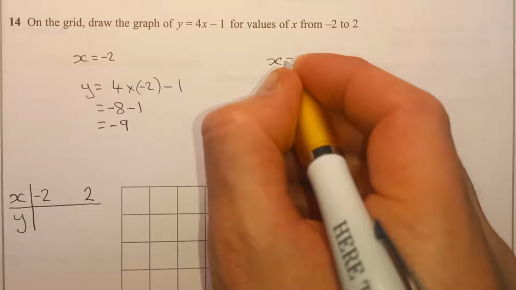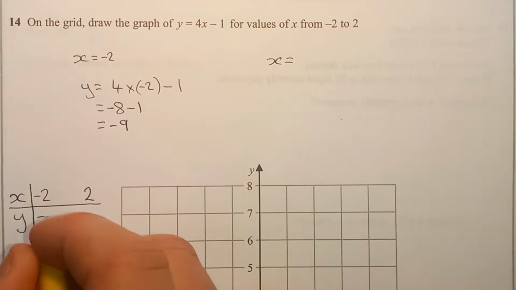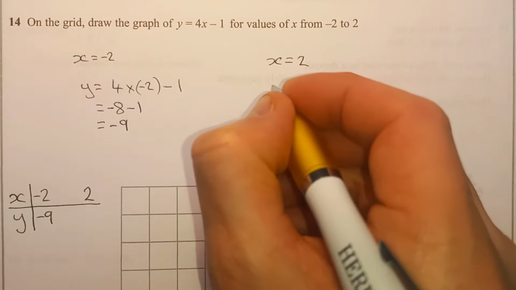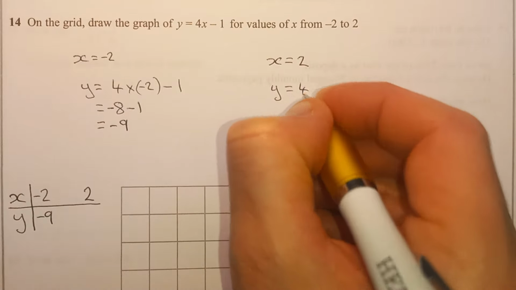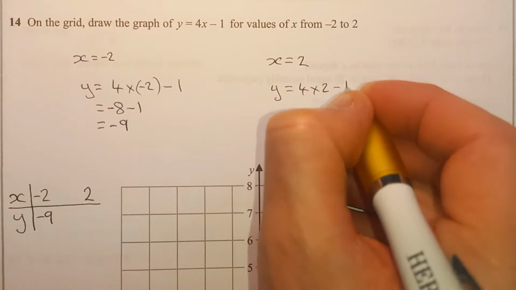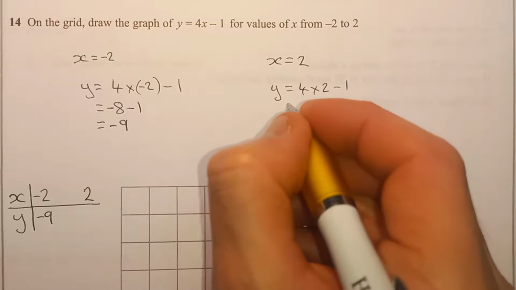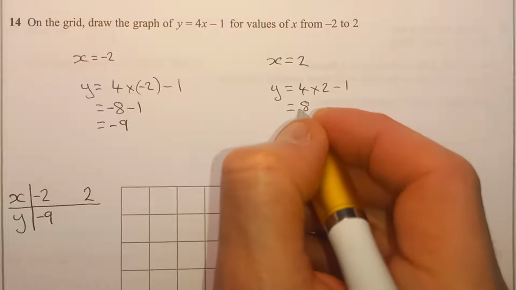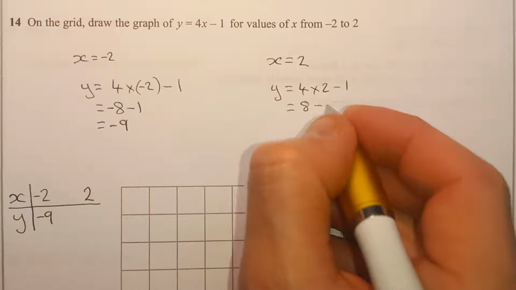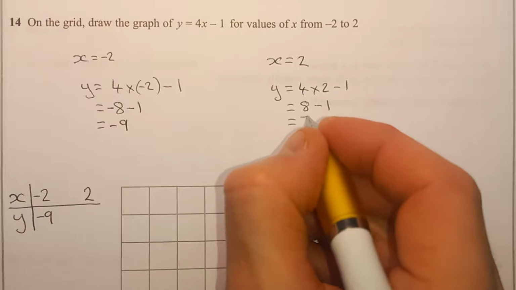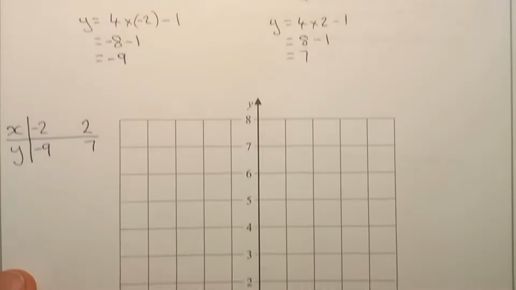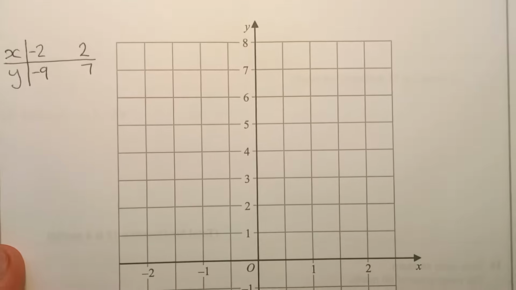Now for the other value, in fact I will put that on here. When x is a positive 2, we're going to have y equals 4 times 2 and then minus 1. So 4 times 2 we saw before is 8. We haven't got the minus anymore. 8 minus 1 equals 7. So all we need to do is plot these values.